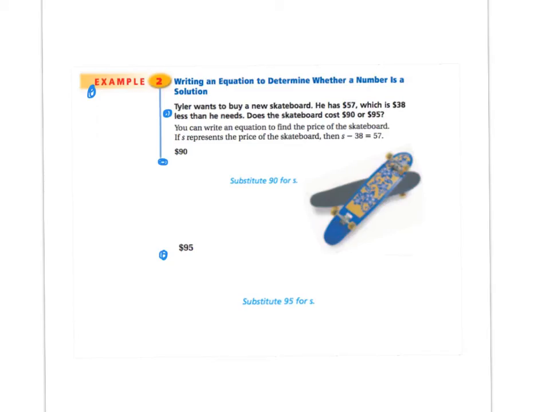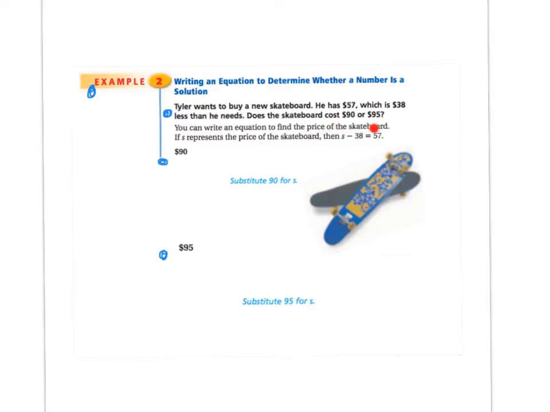Example 2. So you need to write example 2 and then these directions. Tyler wants to buy a new skateboard. He has $57, which is $38 less than he needs. Does the skateboard cost $90 or $95?